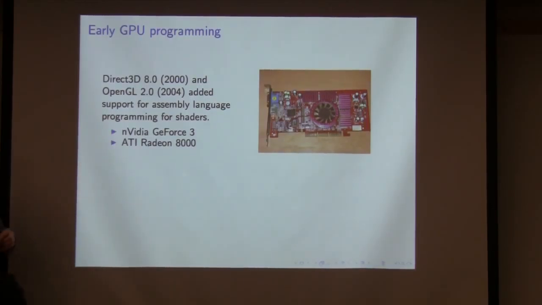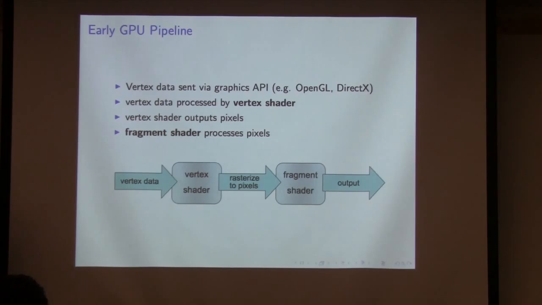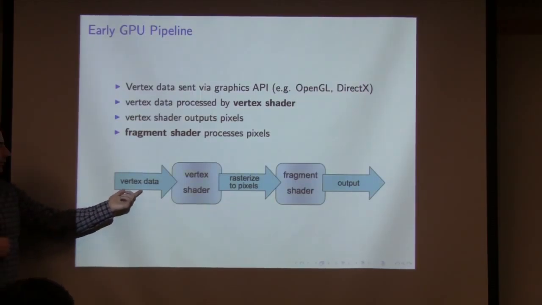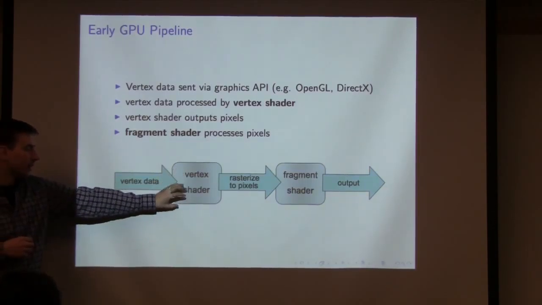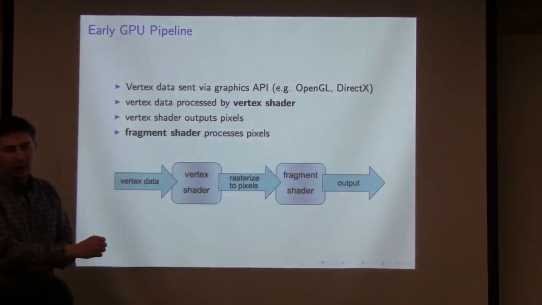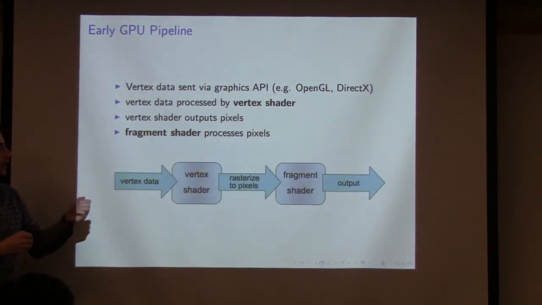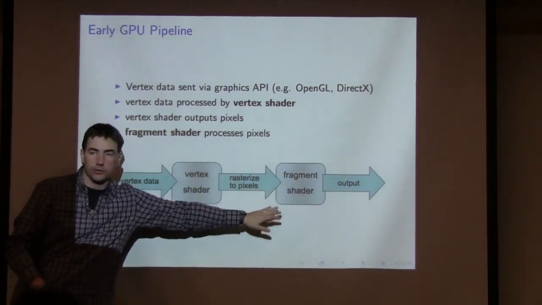ATI and NVIDIA were the two main companies developing these graphics cards. They kept adding higher level functionality on them. There's a pipeline that worked here, somewhat similar to how pipelining works in a CPU. There would be vertex data which came in, describing your triangles, and something called the vertex shader translated this into information about the pixels. Then there'd be various triangles a pixel could see, and the fragment shader would do something on top of that information. So this was the basic pipeline, and there was different hardware for each stage.